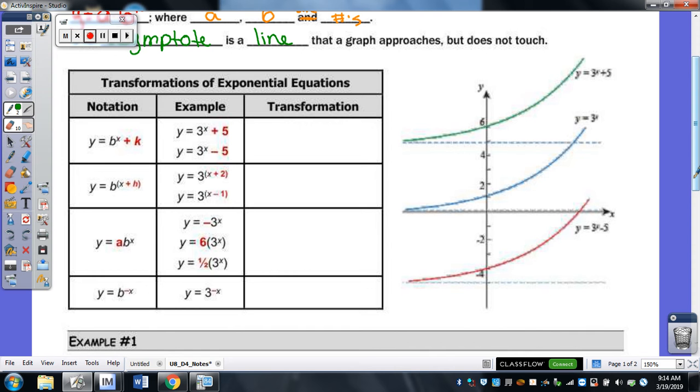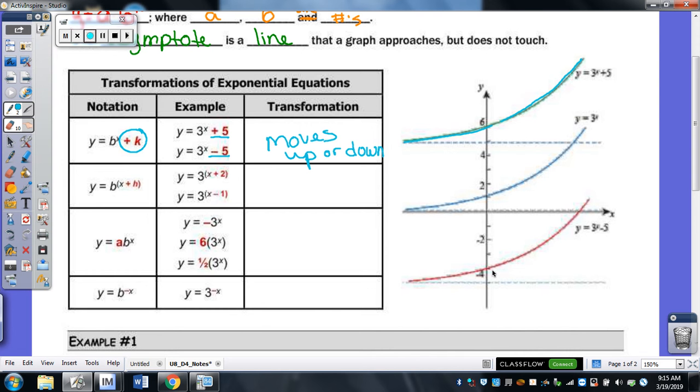So transformations of our exponentials, we did talk about transformations last unit also. But if you take a look here, if you are adding something at the end, so as you can see here, I have a plus 5 or I have a minus 5. If we were to type it in and graph it, it would look like this graph right here. That transformation moves it up or down. So the plus 5 took my graph of 3 to the x and moved it up 5 units. And then the minus 5 took my 3 to the x and moved it down 5 units.